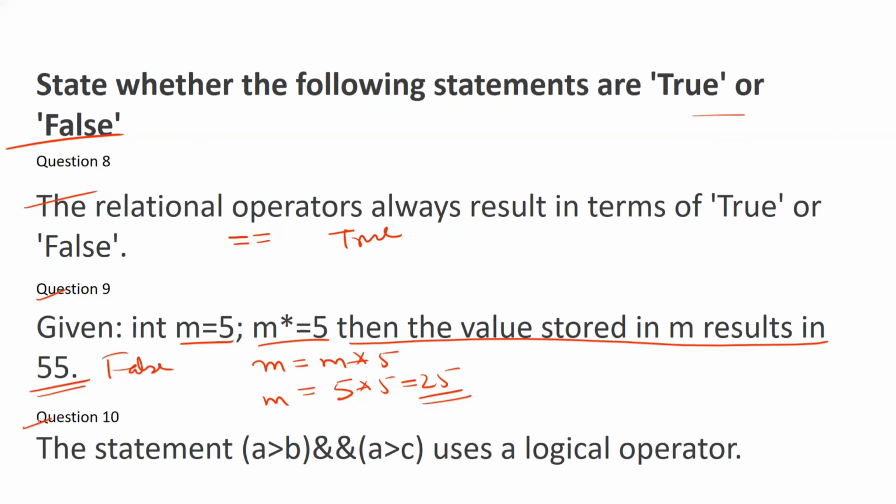Moving forward with the next question, question number 10, the statement a greater than b and a less than c, a greater than c uses a logical operator. So guys, here we can say that it is having a logical operator, the logical and operator. So yes, this particular statement is true.